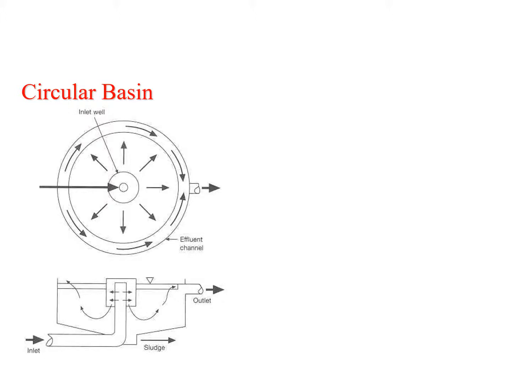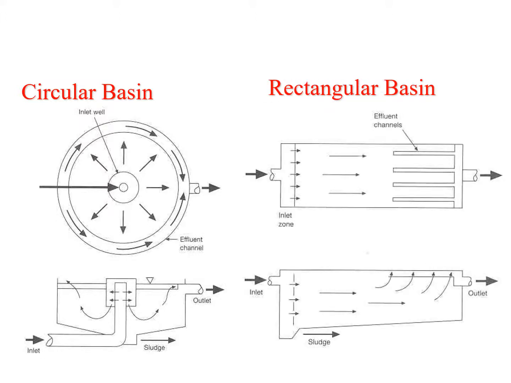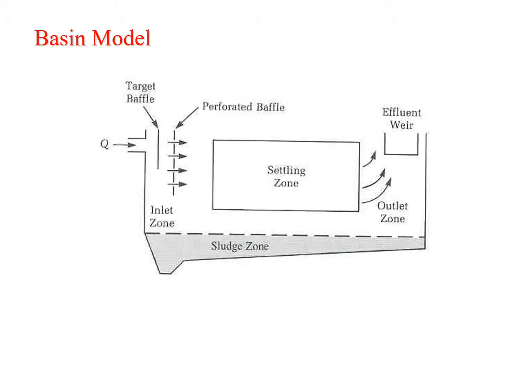Here, as you see in the picture, this is the circular basin, top view or plan, and this is the profile. For the rectangular basin, this is the plan, the top view, and this is the cross-section view. Here is another basin where water enters and there is one baffle. We put a baffle and, after the baffle, a perforated baffle, because we want to distribute water equally all over the settling tank. Here is the settling zone, and at the end there is an effluent weir to collect the water.